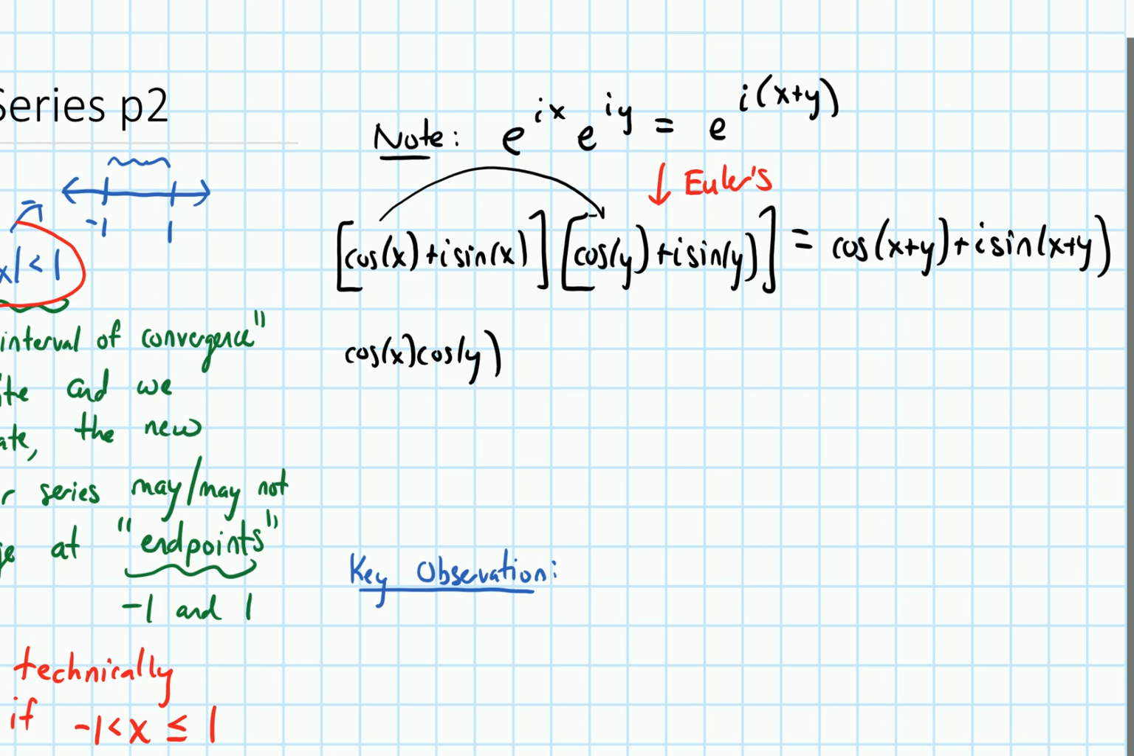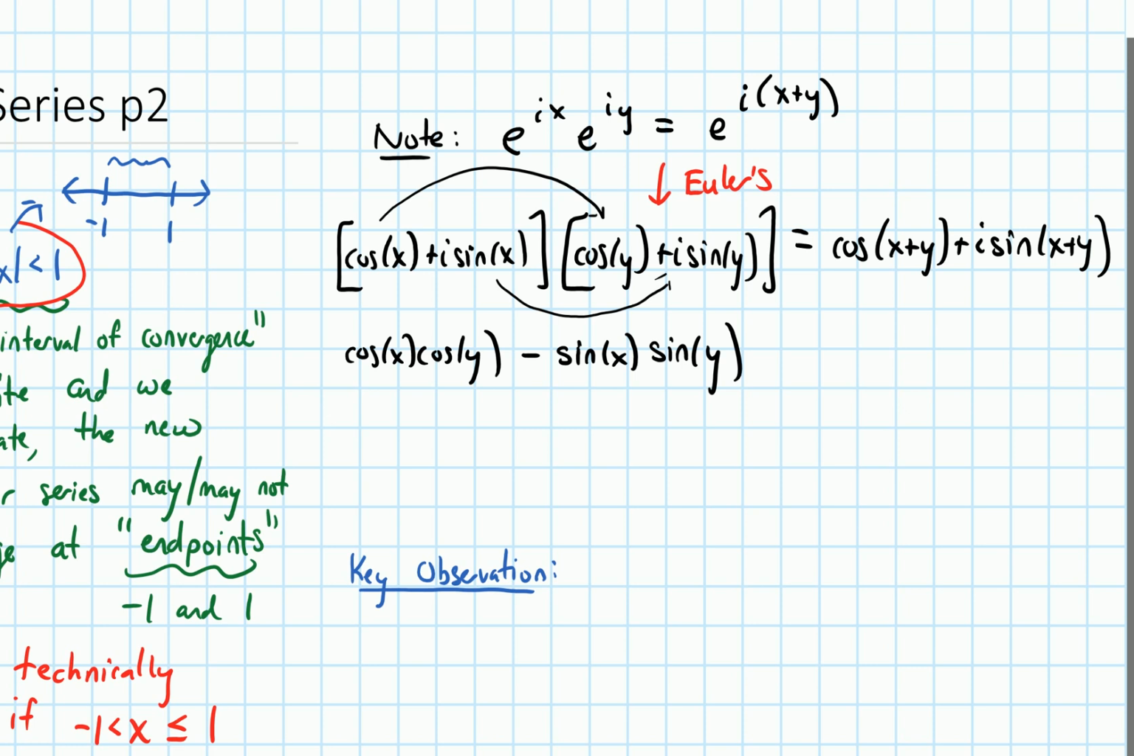There's another pair that I can multiply to not have any i's, and that's when I multiply the i sine x times the i sine y. Multiplying those will give me minus sine x sine y. So that is completely real. There are no i's in there.